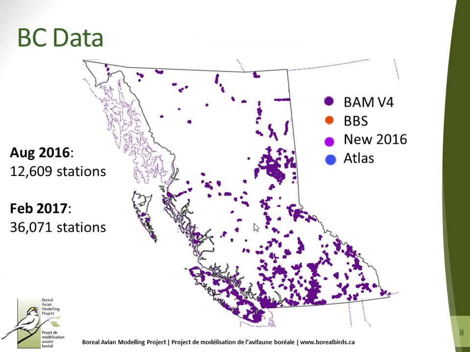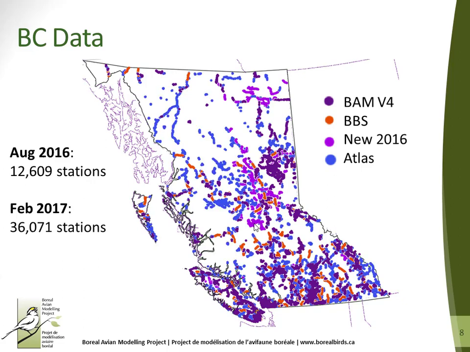So this is where we zoom in on the BC data. One of the first things that I had to do with BAM was improve our data set for BC. So in August, when I started working on this, we had data from only 12,000 or 12,500 stations across BC, including the purple, which is our older BAM database, plus the red ones, which is the BBS data. Over the last 6 months, Trish Fontaine, our database person, has gone out and solicited and also acquired publicly available data to augment our previous data set. And now we're looking at this coverage.